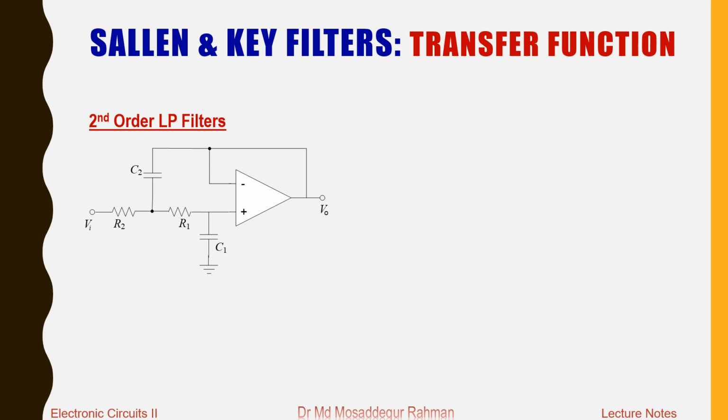So now we'll discuss what the transfer function is for this second order Sallen-Key filter circuit and how we can derive that. Deriving the transfer function for the second order Sallen-Key filter is not as straightforward as it is for the first order filter, because here we have more circuit components and it will need a little bit of circuit analysis.